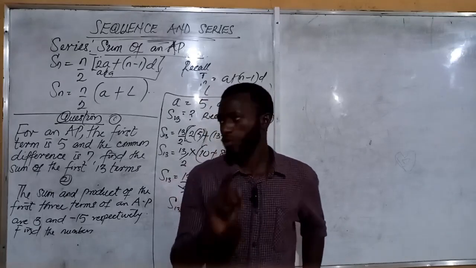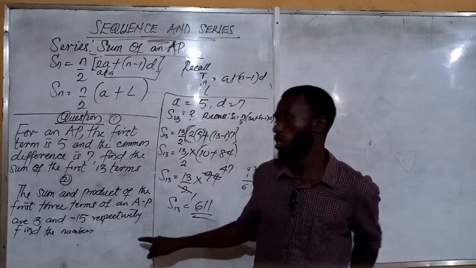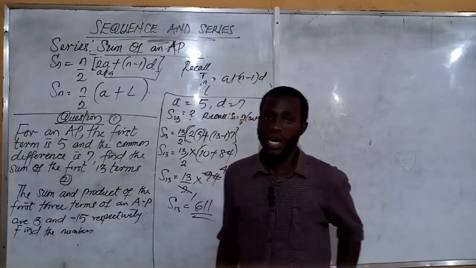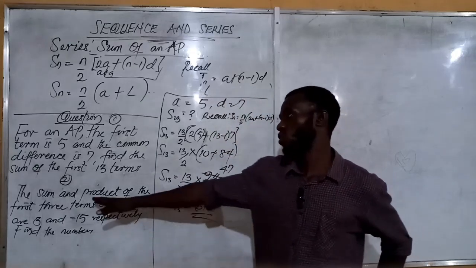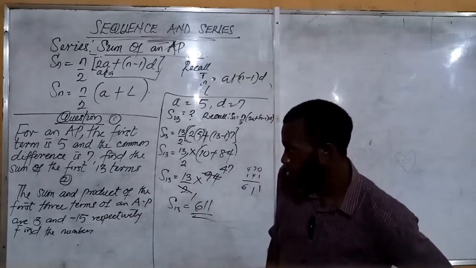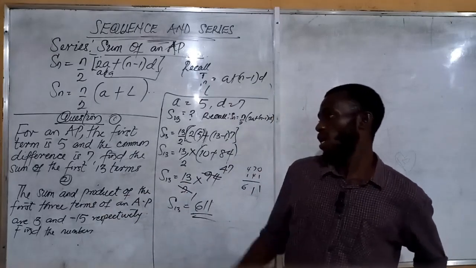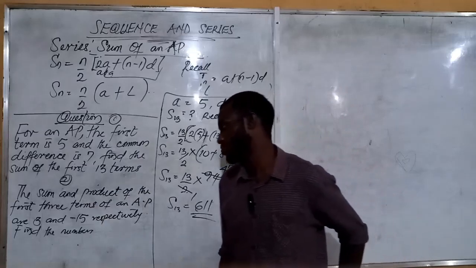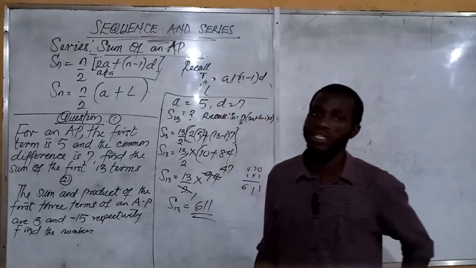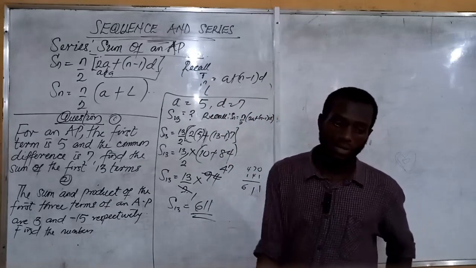But before you go, make sure that you solve this number 2 as an assignment and drop the answer in the comment section. The sum and product of the first 3 terms of an AP are 3 and minus 15 respectively. Find the numbers.